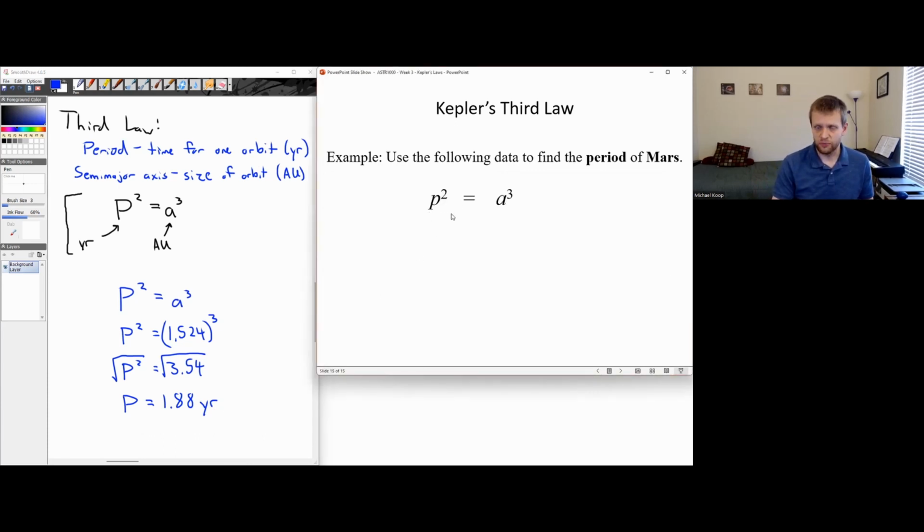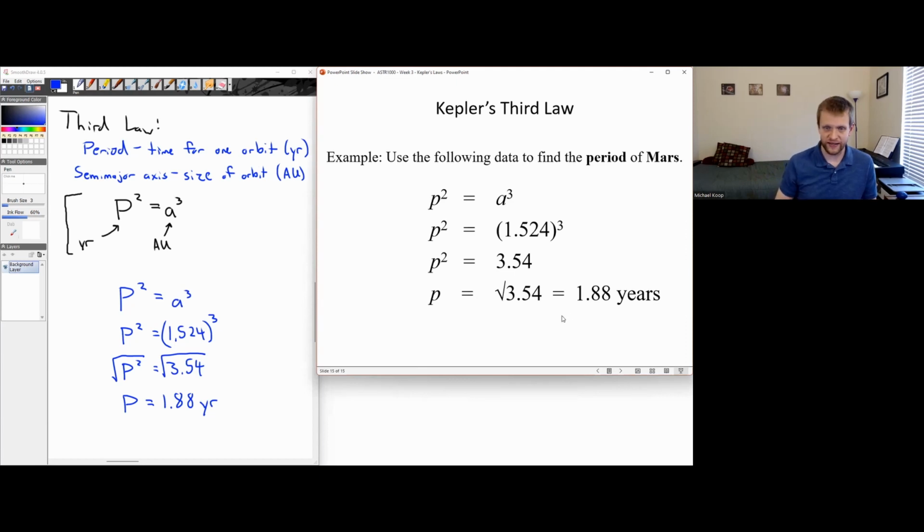Again, just to summarize on the slides, we have period squared is semi-major axis cubed. We know the semi-major axis, so we can identify what that semi-major axis cubed is, take the square root, and we get 1.88 years. Let me try one more version, and I'm going to pause this just to collect some data for this.